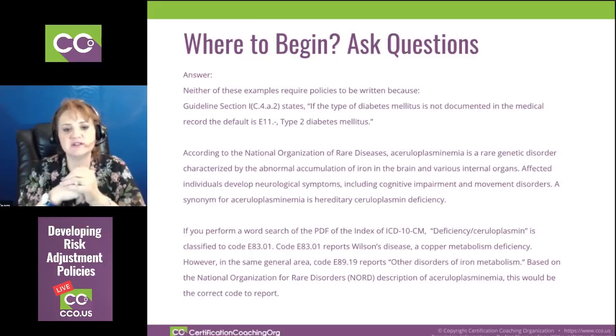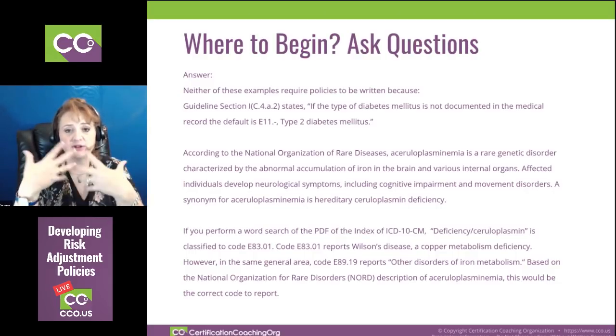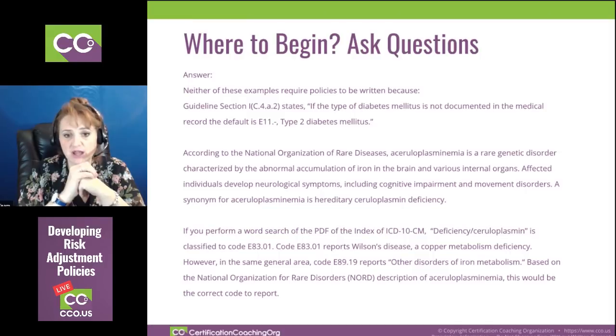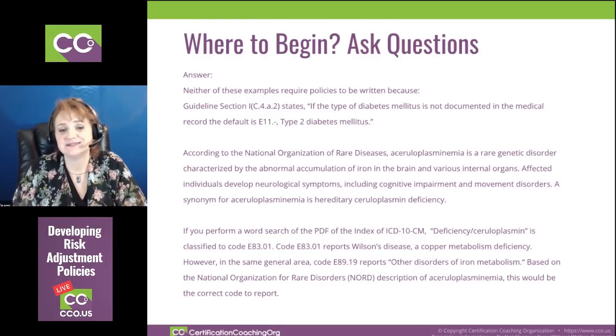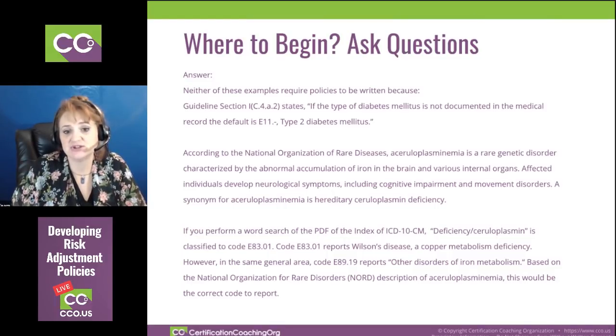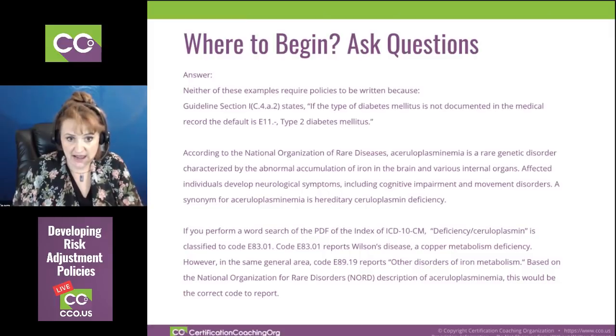So according to the National Organization for Rare Disorders, because that's what this is, thus another reason why I can't pronounce it properly. I did practice it, but it doesn't roll off the tongue. It is an abnormal accumulation of iron in the brain and a buildup of iron in organs, and it will affect the neurological system. It also causes cognitive impairments and movement disorders. We also need to know that sometimes it's called hereditary ceruloplasmin deficiency. Okay, so again, now we know more about the disease itself, and then it can help us make a decision on how to code it.